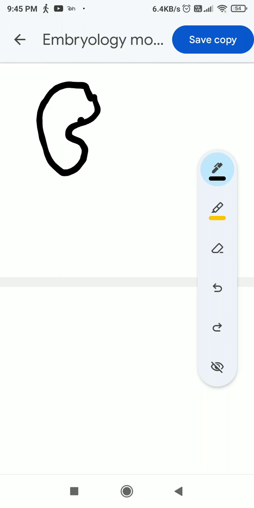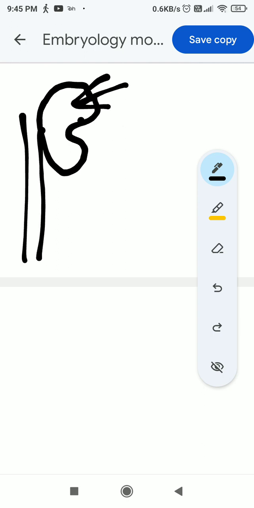Development of the uterus, fallopian tube and the vagina takes place by the side of the mesonephros. This is mesonephros giving rise to kidney. By the side of the mesonephros we have a duct. It is called paramesonephric duct. It is called so because it is by the side of the mesonephros. Para means by the side of.